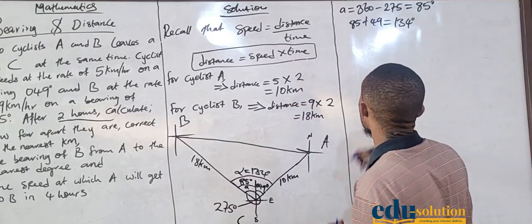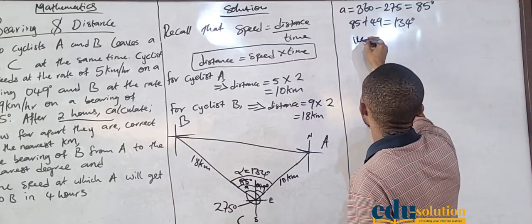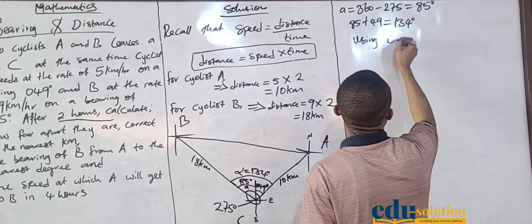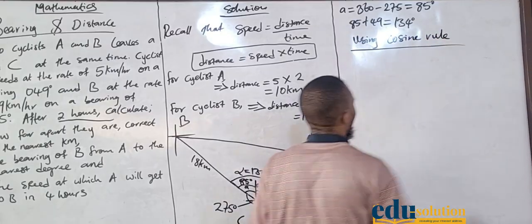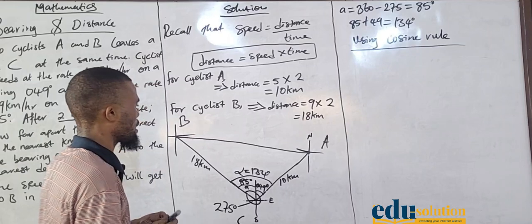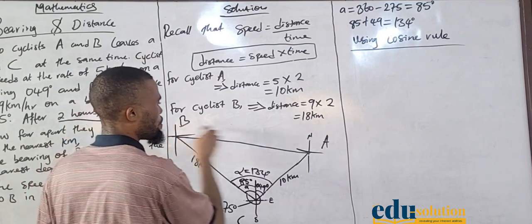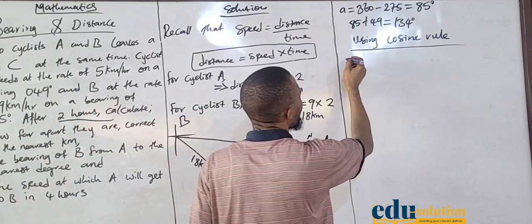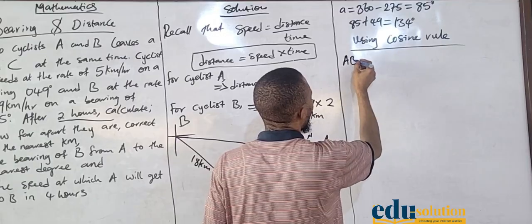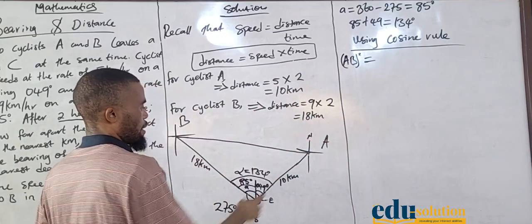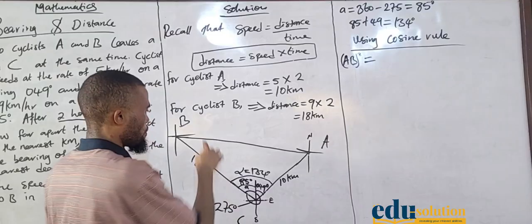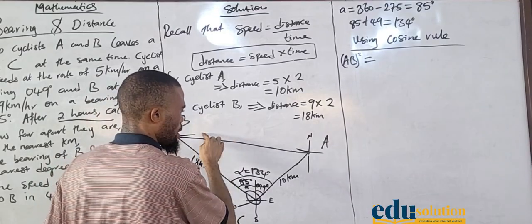Okay, so we are using the cosine rule. Cosine rule says that this unknown side that we're looking for, B and A, the square of it, which is AB, let me put them in brackets, is equal to, this is the cosine rule. This is the side we're looking for.